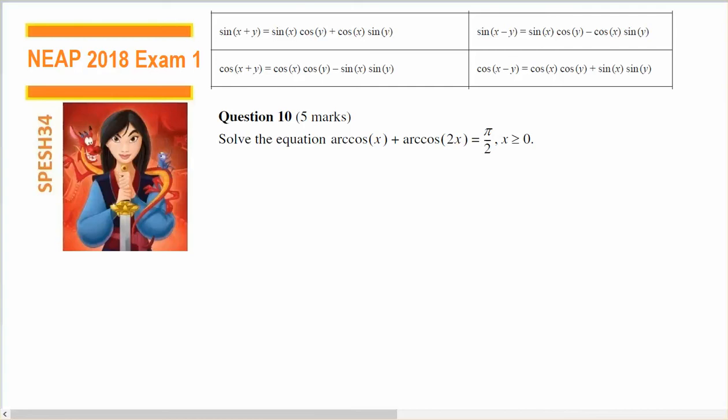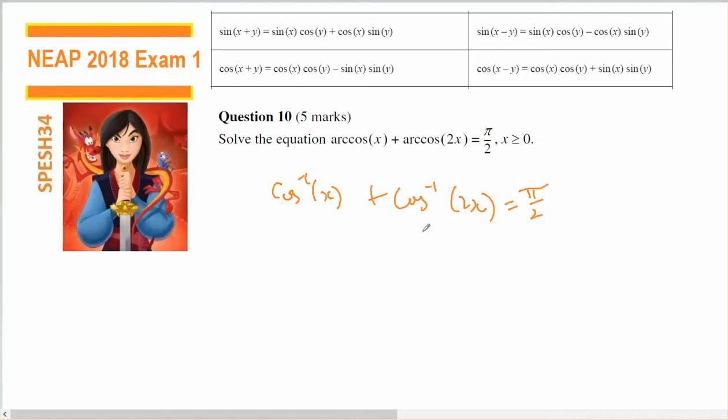This is for Year 12 Specialists. It comes out in NEAP 2018 Exam 1, question number 10. Solve the equation, so find x, where x is positive or equal to 0. Okay, so I've got the inverse cosine of x plus the inverse cosine of 2x equals pi on 2.